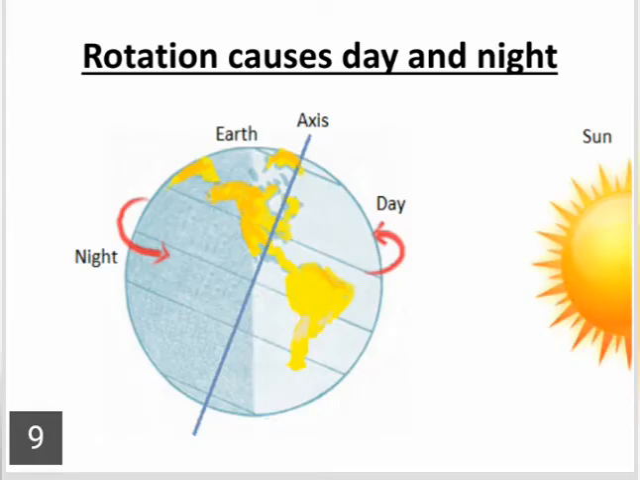The side of the Earth facing the Sun has day, and the side of the Earth which is away from the Sun has night, as you can see in the picture.